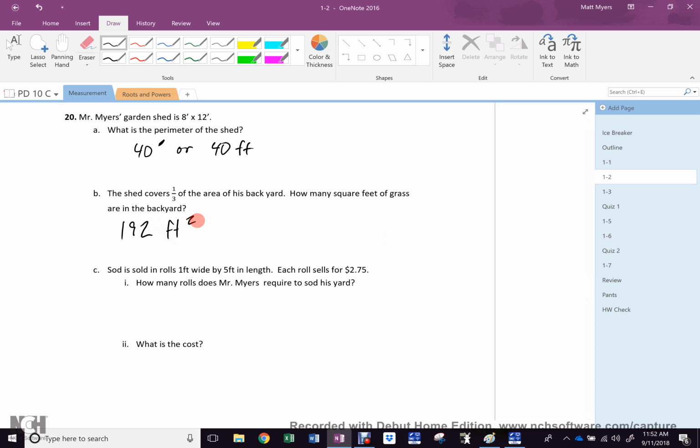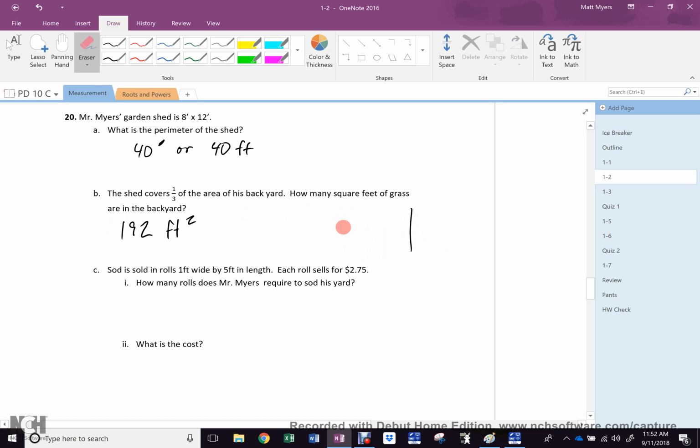Okay. The shed is 96 square feet of area, yes? Because it's 8 by 12. The shed is 1/3 of my yard. So if this is where the shed is and it's 96, then how big are each of these parts? 96, and there's 2 of them. 2 times 96 is 192.